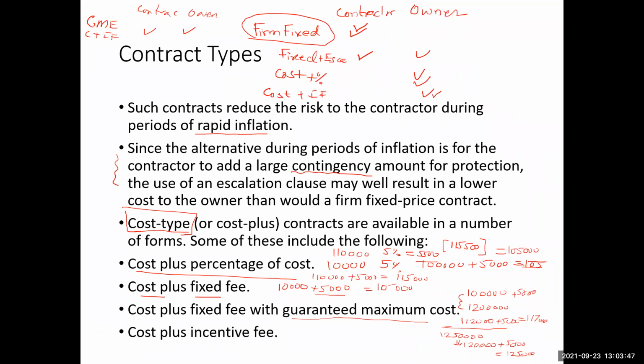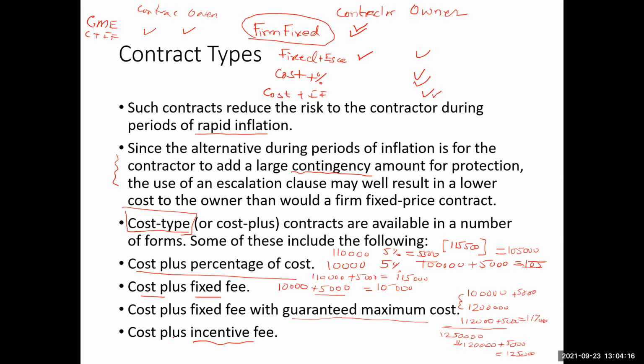Then there is the cost plus incentive fee. This is another one as well, and this is more detailed. In this type of contract, the contractor is given an incentive for cost saving. The incentive fee may be like 50-50, 80-20, whatever the case. Let's take just the example of the 50-50 incentive fee.